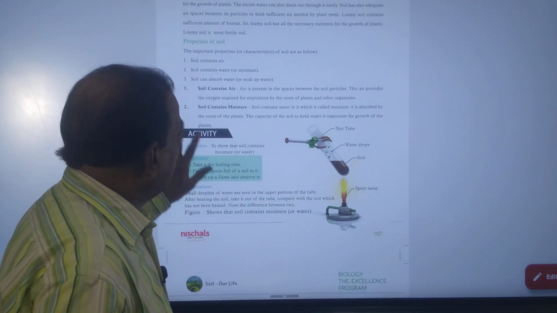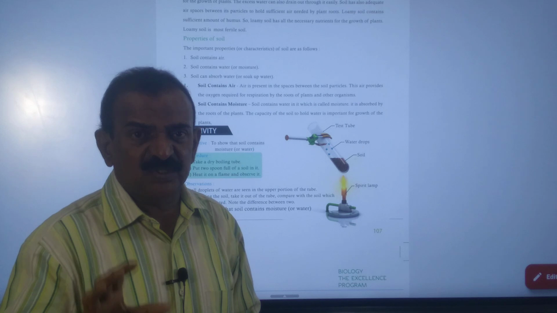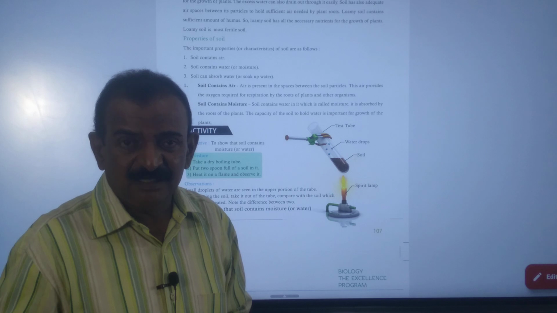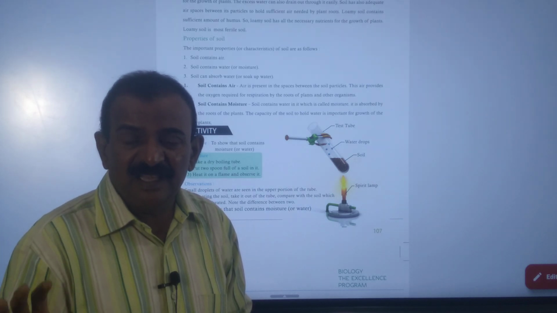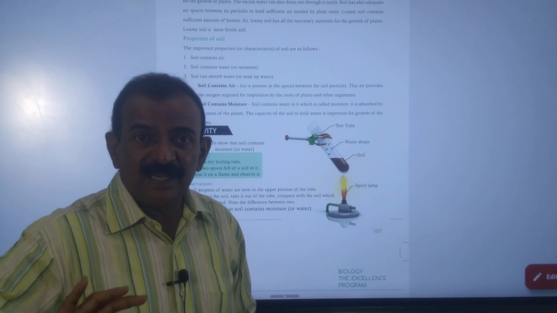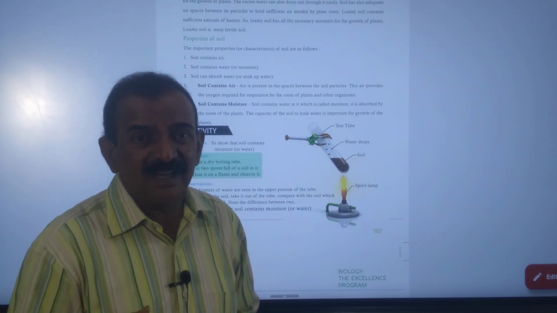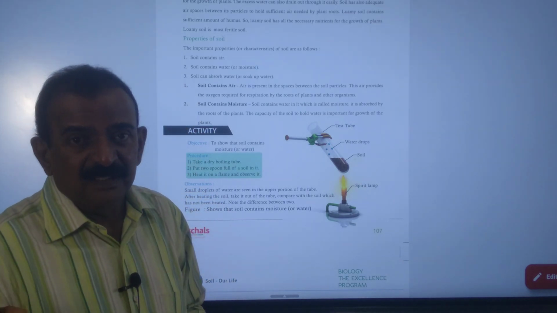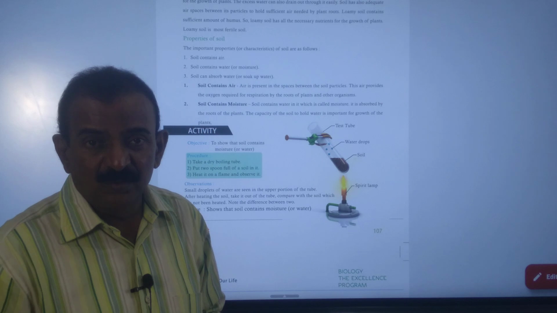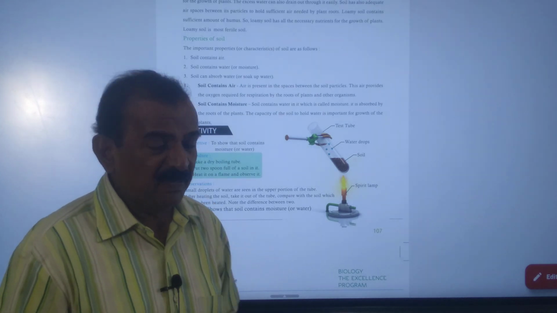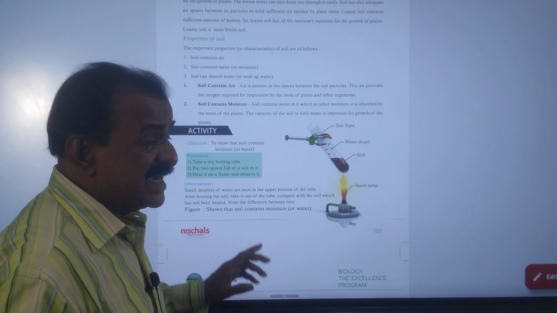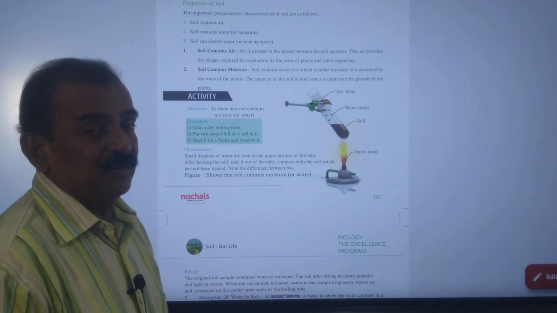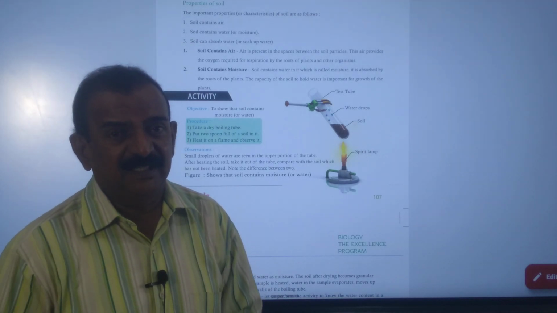Next, soil contains moisture. The water content is absorbed by the root hairs, which have the mechanism to absorb this water, and the transport system then carries the water absorbed by the roots to different parts of the plant body. So soil contains air and moisture.